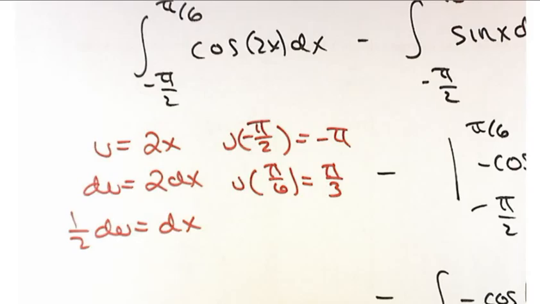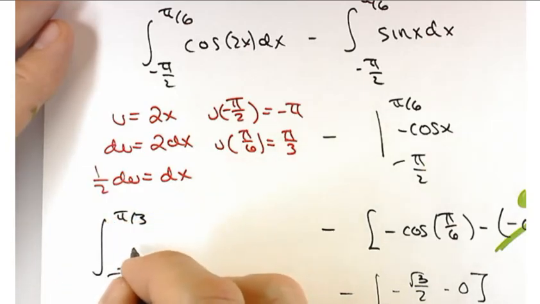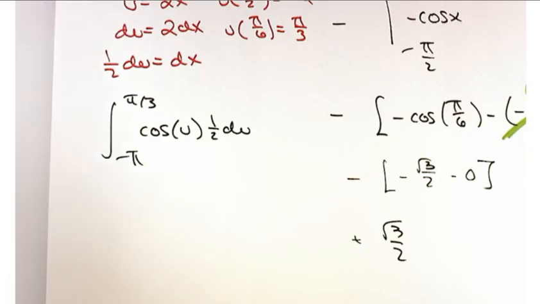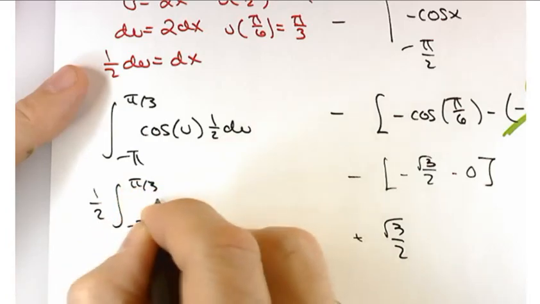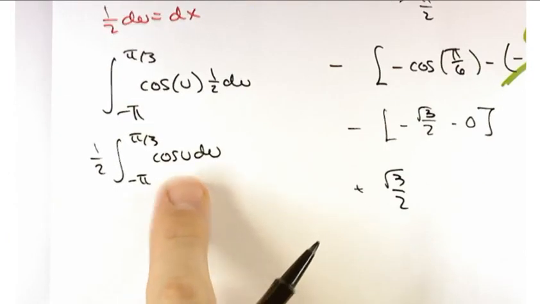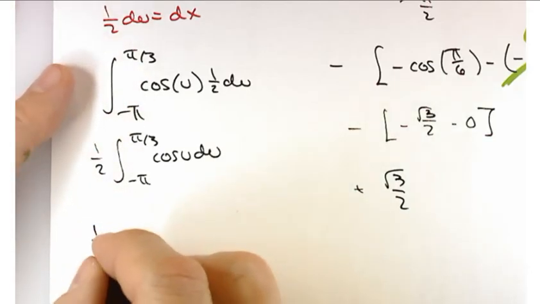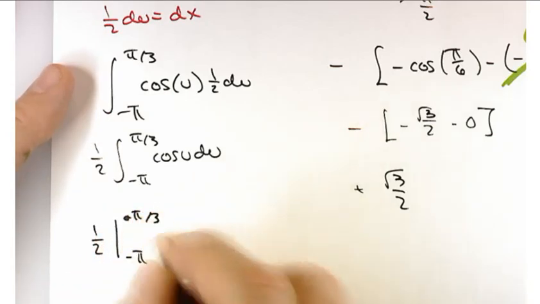We're not going to go back and change this into terms of x. So the integral between negative pi and pi over 3 of cosine of u times 1/2 du. Now the 1/2 can come out in front. So 1/2 the integral between negative pi and pi over 3 of cosine of u du. What's the antiderivative there? Sine of u. So we get 1/2 sine of u evaluated between pi over 3 and negative pi.